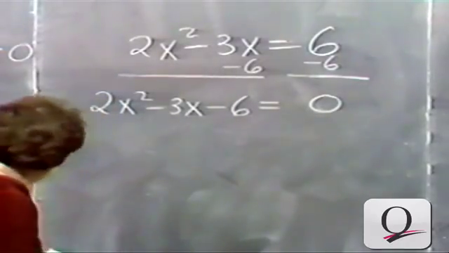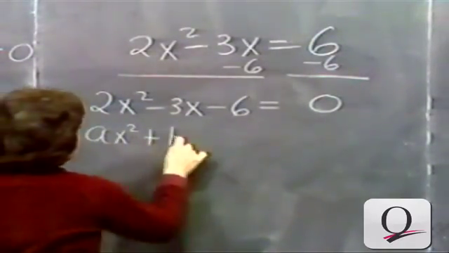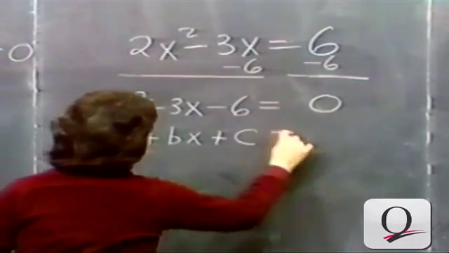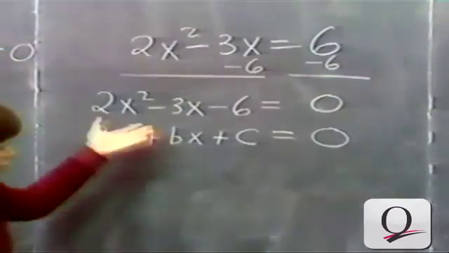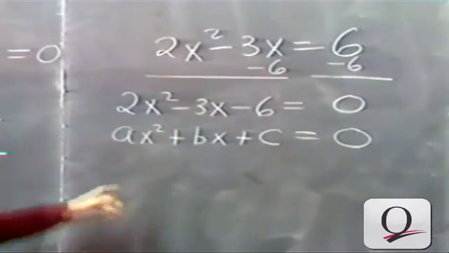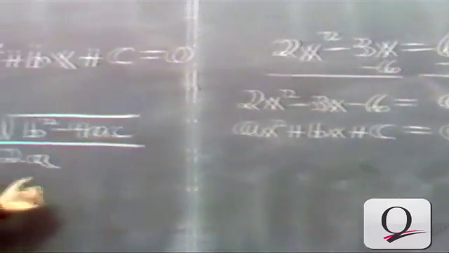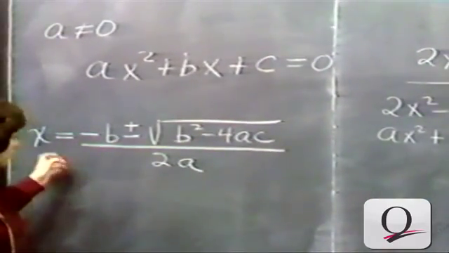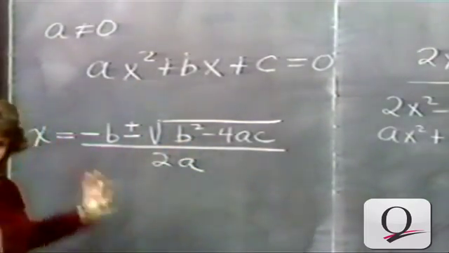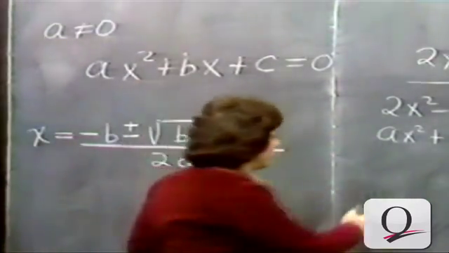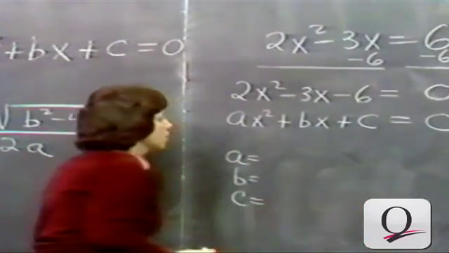We now have this matching up to ax squared plus bx plus c equals 0. And it's a good idea to write the standard quadratic equation right underneath, because what we have to do is to figure out what a, b, and c are before we start the problem. Our aim is to substitute into this formula here. We must first know what a, b, and c are. So it's a good idea to stop first and actually write down a equals, b equals, c equals.